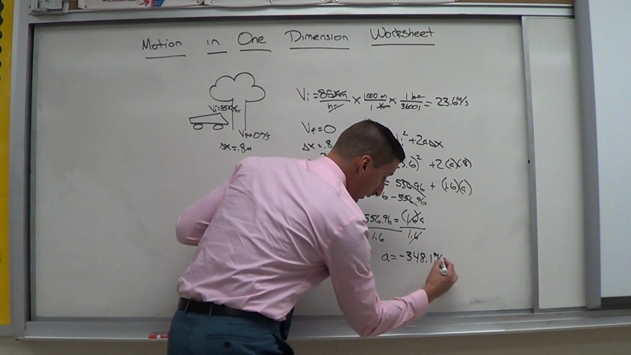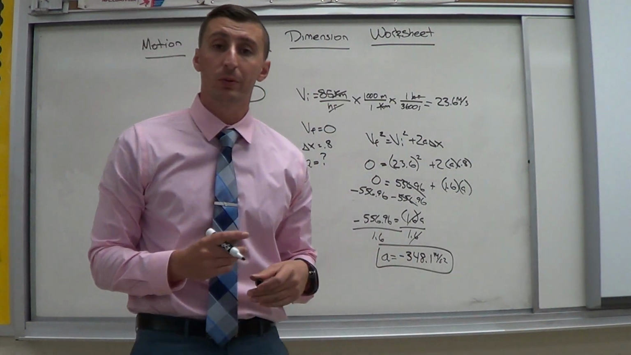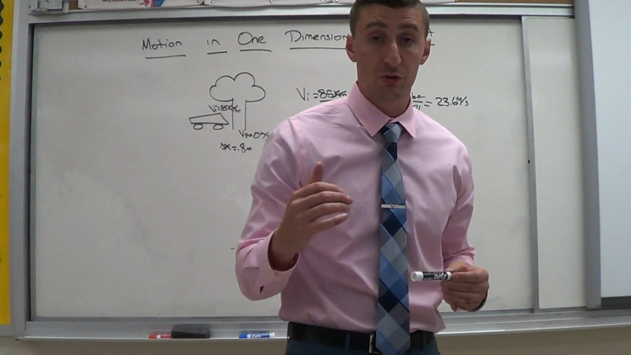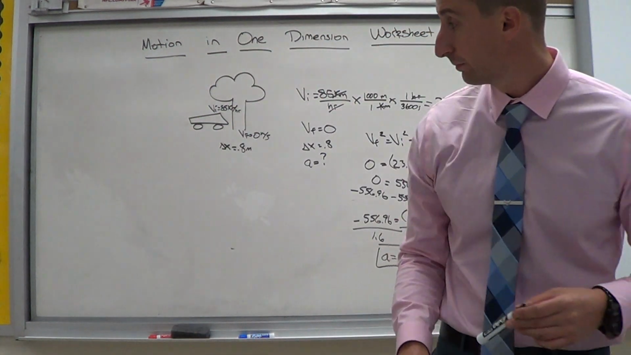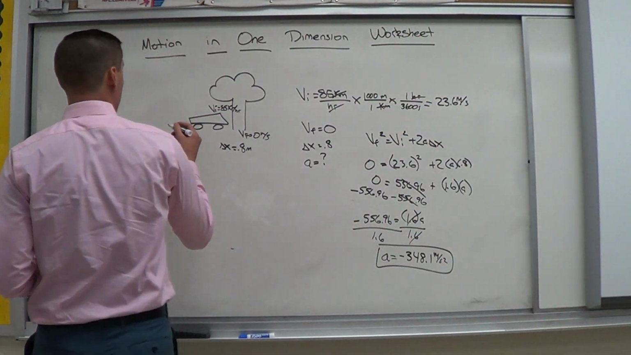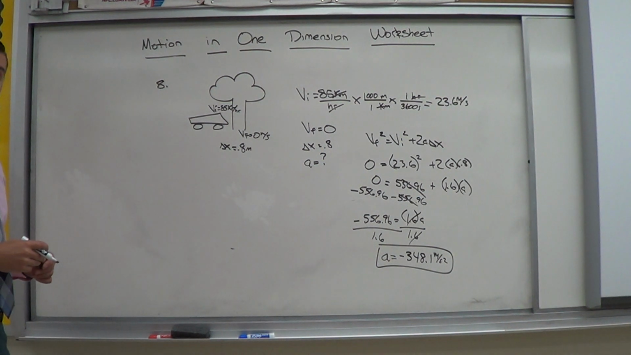Meters per second squared. So as you can see, that's a lot higher than the 9.8 meters per second squared of gravity. So in a car accident, you experience a lot of G's. All right. Good. This was number 8. There you go.